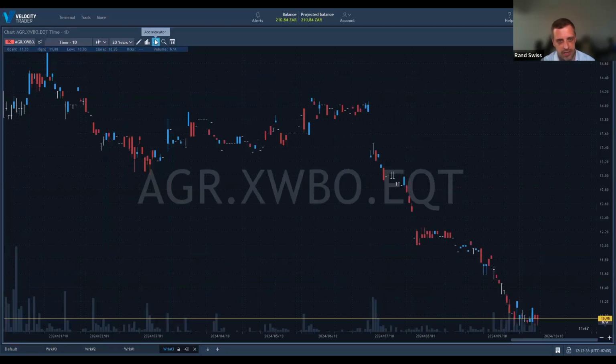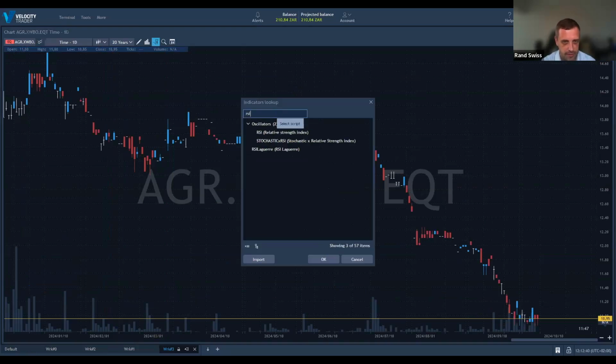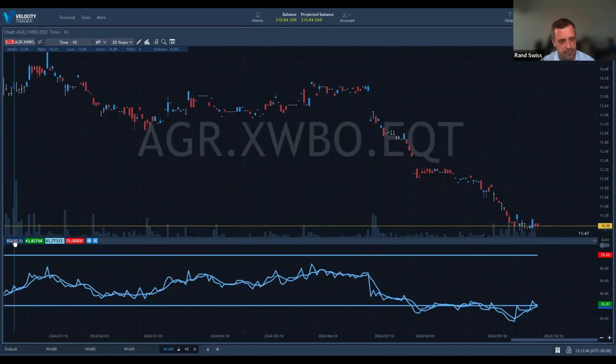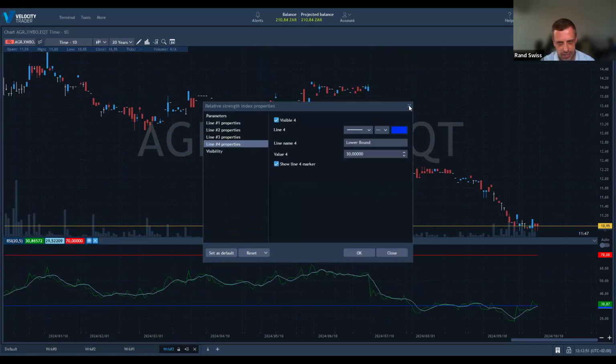So at the top there, indicator, search for the indicator. Let's search for something else. Let's say RSI. There's the RSI, double click, and there you go. There's the RSI, same way. If you want to edit it, just click there, play around with these settings, and you can edit and change it as you like.